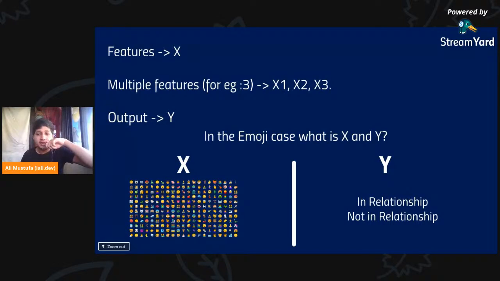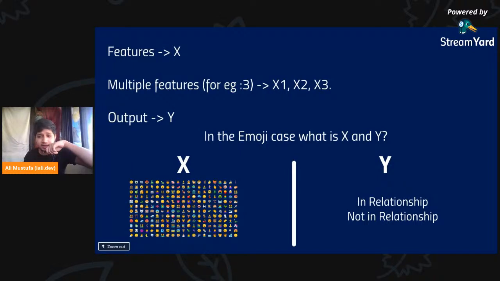So let's say now we need to analyze or we need to put in some features. We usually call features our X. Don't cry, I'm not talking about your X. X in terms of variable. Features as X, and when there are multiple features, we say X1, X2, X3, X4 and XN. Multiple features, X1, X2, X3, X4, XN. And then there is an output, Y, the target. For us, the Y is in a relationship or not in a relationship. For us, the X is the number of features which we extracted. Okay, so yeah, that's it.